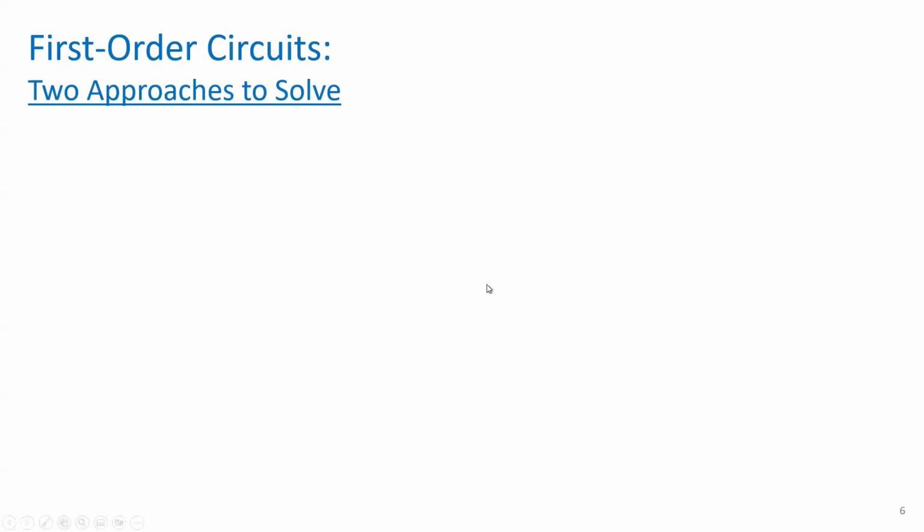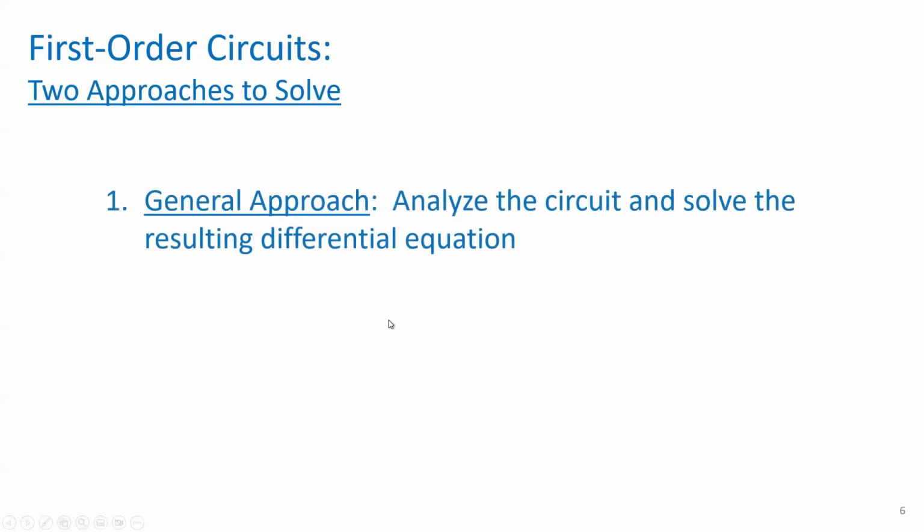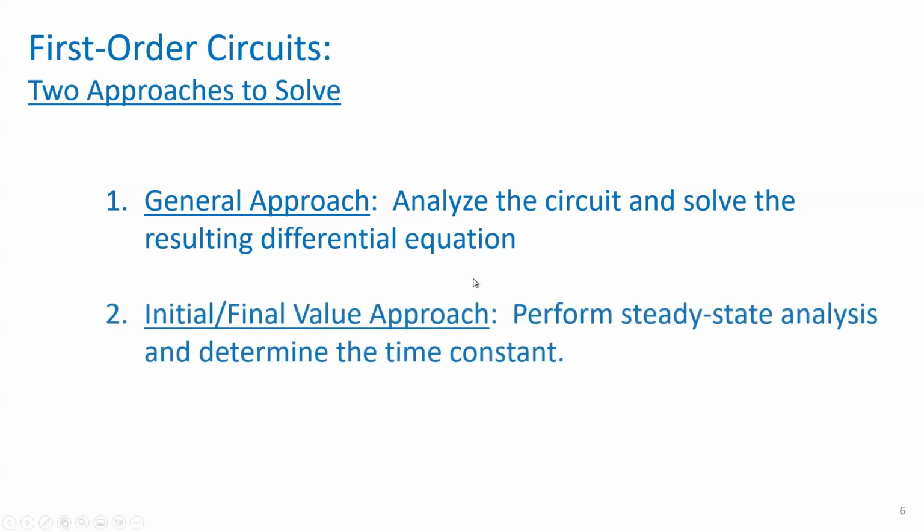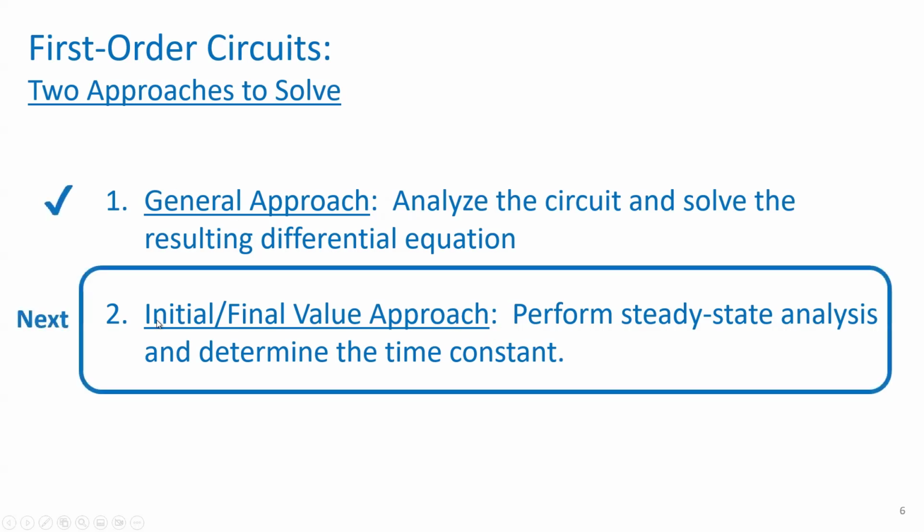So I've shown you this before. I said there are two approaches to solve for a voltage or a current in a first order circuit. We did the general approach. We said, okay, write a differential equation, solve it. And then the second approach we're going to talk about now is the initial/final value approach. We're going to perform steady state analysis, which we just did, and then determine the time constant, which we just talked about as well. And then we're going to look at the form of the solution and plug some values in. Okay, so we did this. Talk about this next.